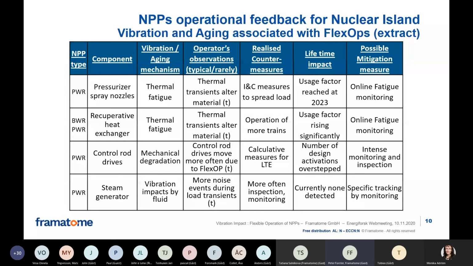The last row is on steam generators. Vibration impacts are observed, as fluid produces more noise in the steam generator, which sometimes leads to alarms in the loose part monitoring system. But the realized countermeasures are more often inspection and monitoring. The lifetime effect is currently seen as quite low. So a specific tracking by monitoring is performed on this steam generator item.